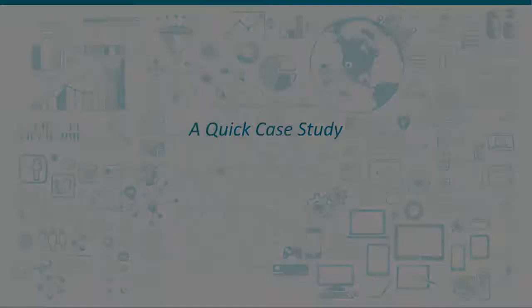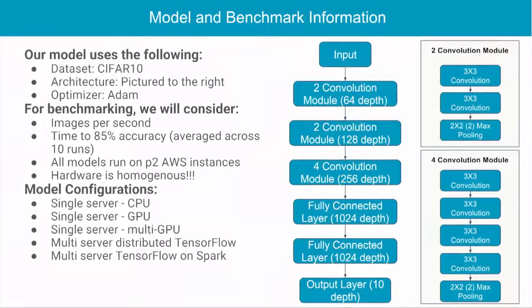So let's move on to the quick case study, right? This is actually what we're going to be testing. This is the network that I ran. I'm just using the CIFAR-10 dataset. The architecture is shown to the right, but basically I have two modules, a 2-convolution module and a 4-convolution module.